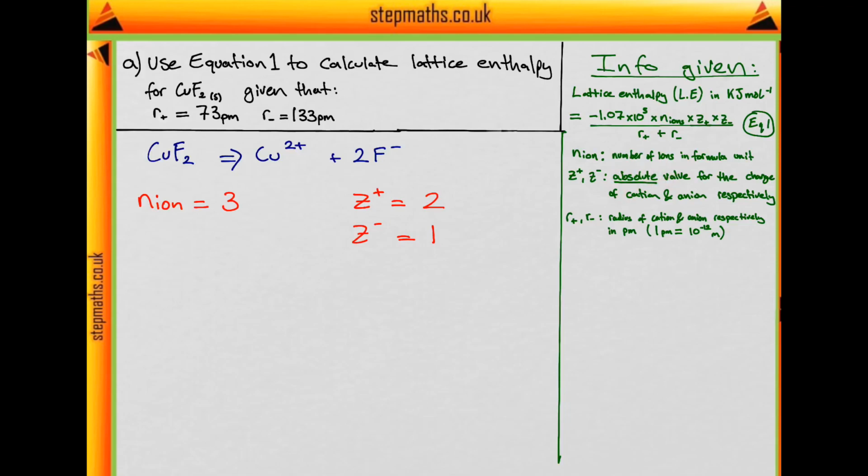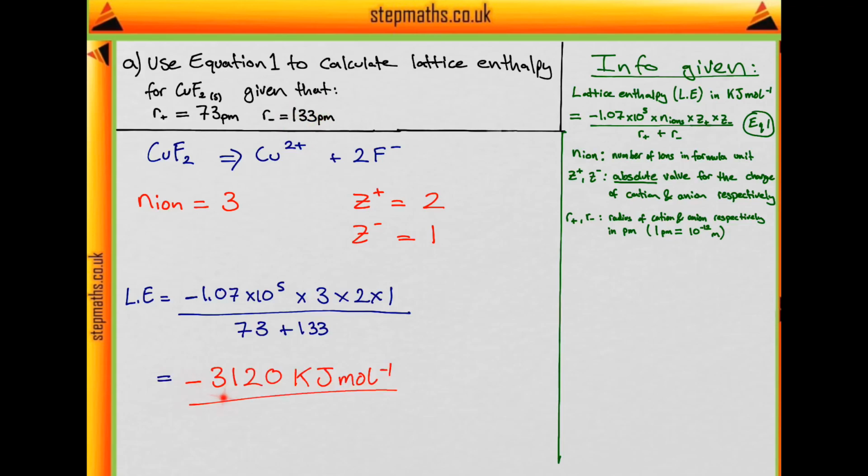Now all we have to do is just sub in these numbers into equation 1. So you get the lattice enthalpy is minus 1.07 times 10 to the 5 times 3 times 2 times 1 over 73 plus 133, which you're given in the question. And that equals minus 3,120 kilojoules per mole.